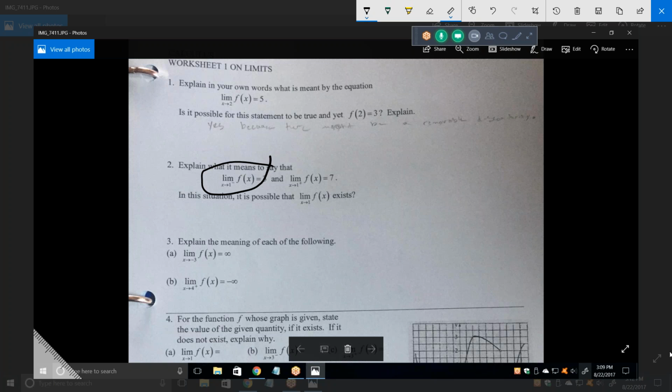No. The x value is approaching 1, but from the left. Could you draw it out for me so I can visually see it? Thanks.